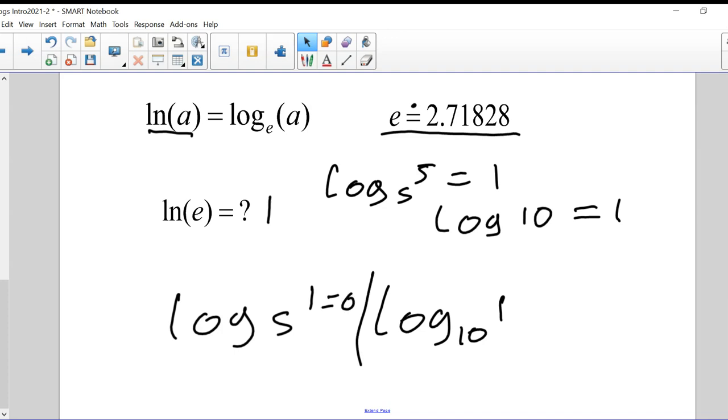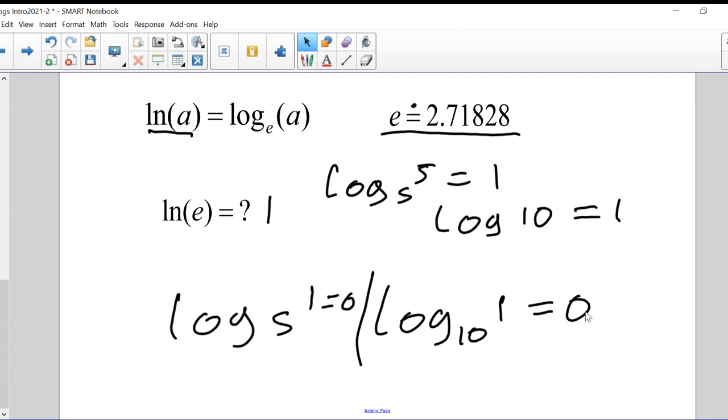How about the log base 10 of 1? What do you think that is? It is also 0. You're quite right about that. So in any base, apart from base 1, which we never use, there's no point in using base 1, but in any base, including the ln, if you try to find the log in any base of 1, the answer is always 0 because 10 to the power of 0 gives you 1.